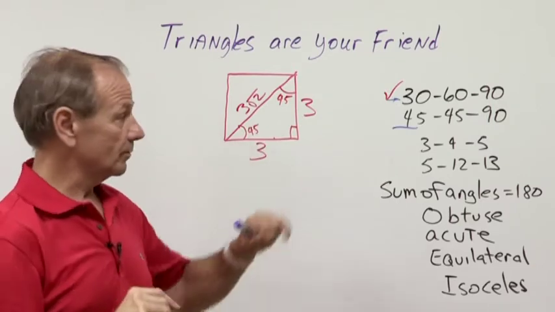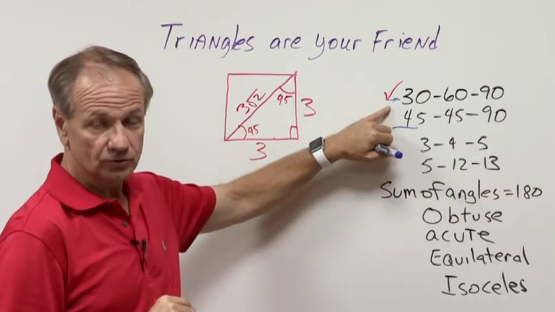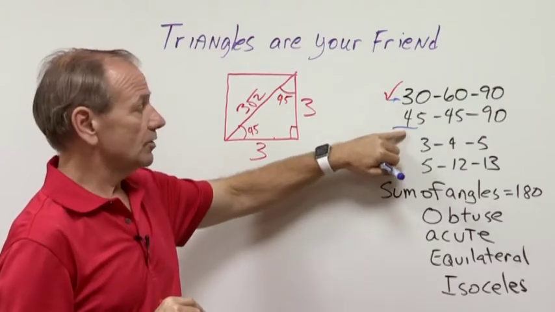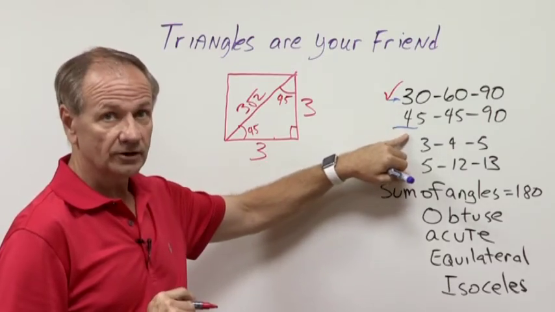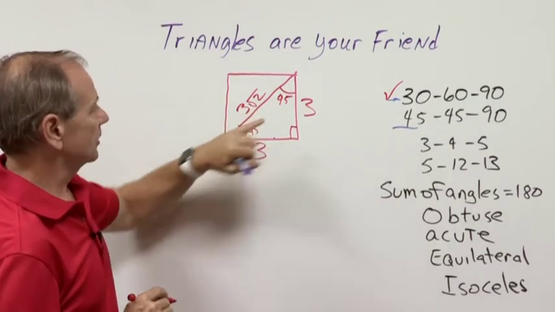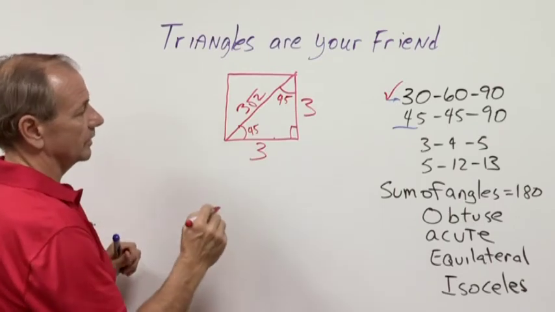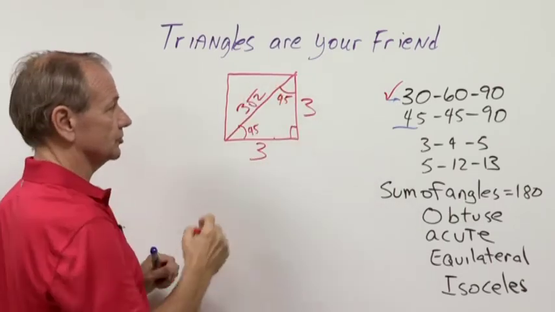Not square roots of 3. Remember, the square root of 3 goes with the 30. The square root of 2 goes with our 45, 45, 90 triangles. So this is the relationship here. And frequently the ACT would write it up so that it's just that simple.